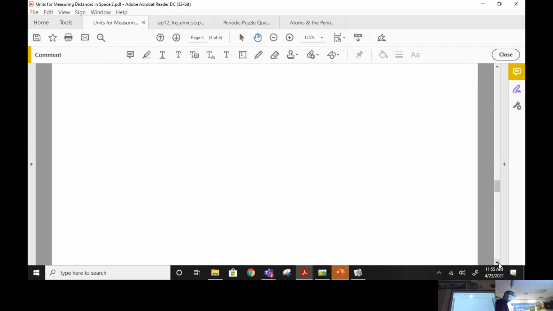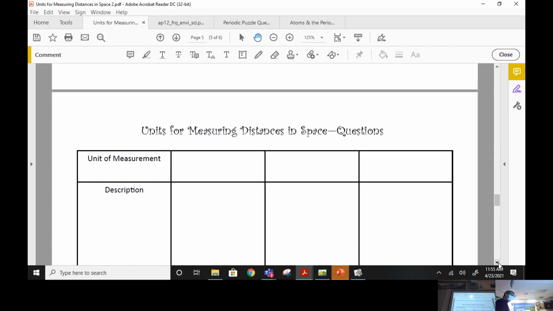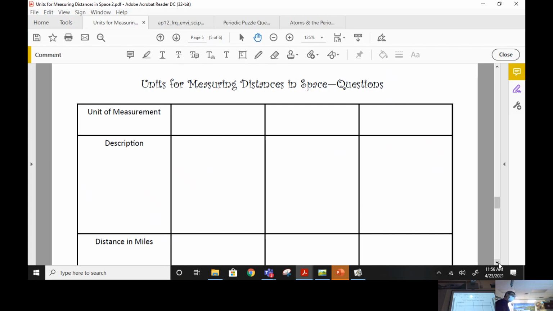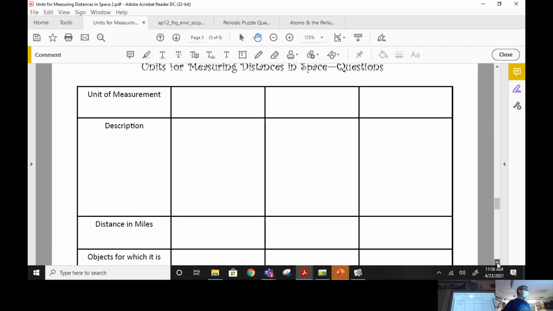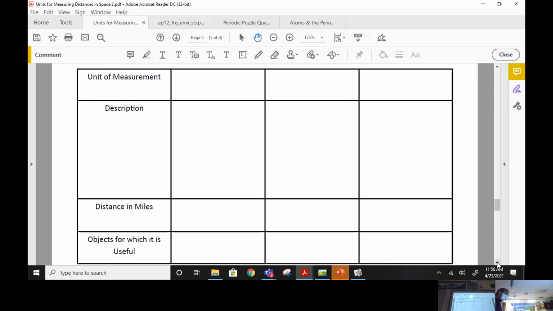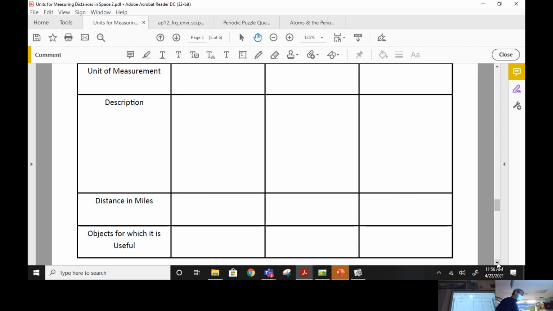So what I want you to do is go to page 5, and we're going to fill in this chart. Across the top of the chart, I want you to give me those 3 units of measurement we just read about. Then you're going to describe them. Next, give me the distance in miles. How many miles is each of those units long? And then down here at the bottom where it says objects for which it's useful, basically you have 3 choices.